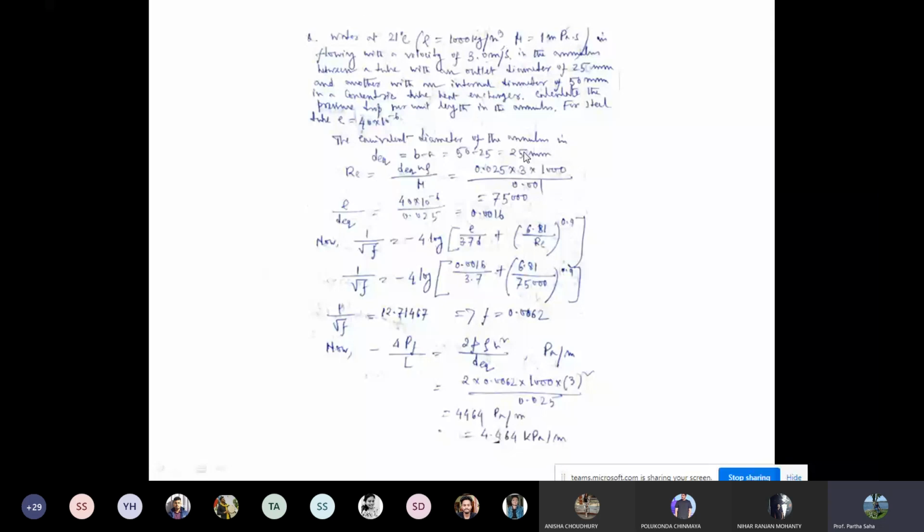The Reynolds number is 75,000. Epsilon by equivalent D is 0.0016. So you calculate F as 0.0062. This F can also be determined from the Moody's chart. I have calculated it, and you can cross verify it in the Moody's chart. Okay, now the pressure drop will be delta PF by L, and this expression gives 4.464 kilopascal per meter, because we have to calculate the pressure drop per unit length. Okay, you have to divide by L.